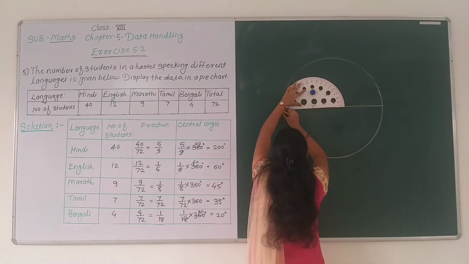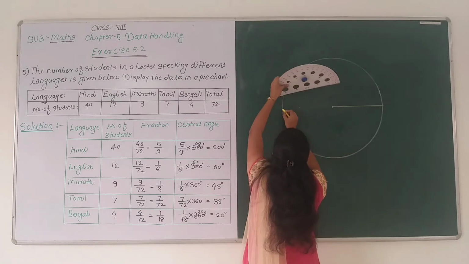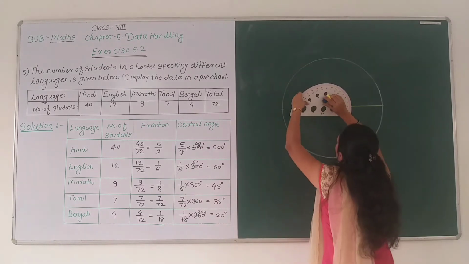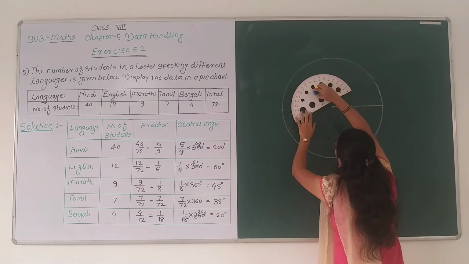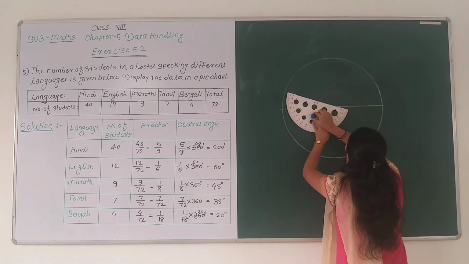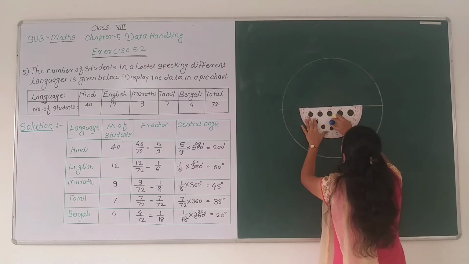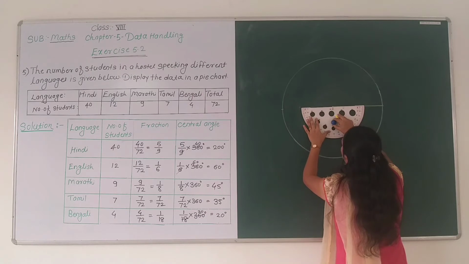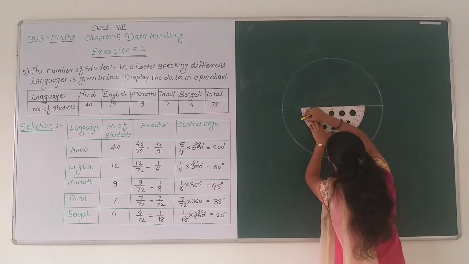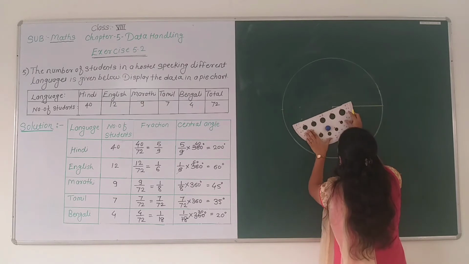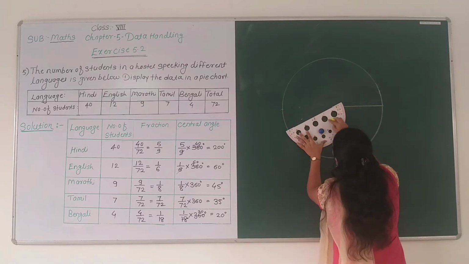As you know, 180 degrees is exactly half of the circle. Again we have to measure 20 degrees from this radius. So here we get 180 degrees, and after that 10, 20. So here it completes 200 degrees.